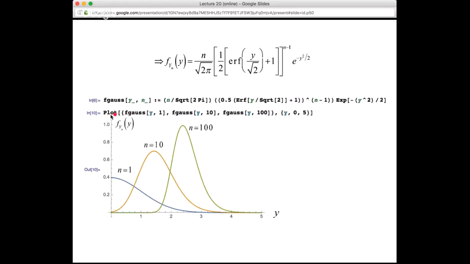And then I'm asking Mathematica to plot that fGauss for various sample sizes, n equal to 1, 10, and 100, where the extreme values are going from essentially 0 to 5. And so what you're seeing then is the plot of that PDF for the extreme value against the specific realization of the extreme value. And you see the distribution for n equal to 1, n equal to 10, n equal to 100.